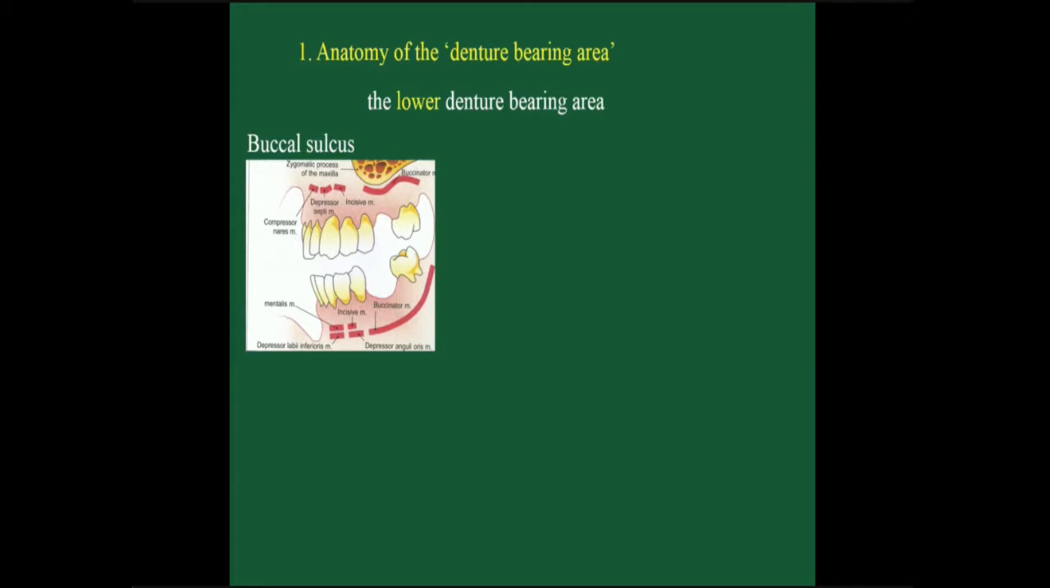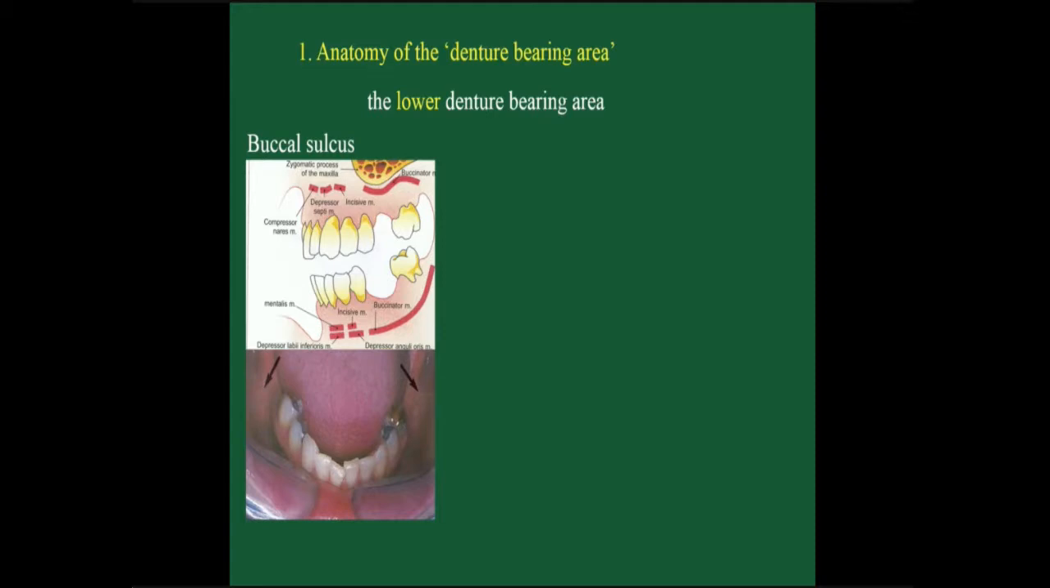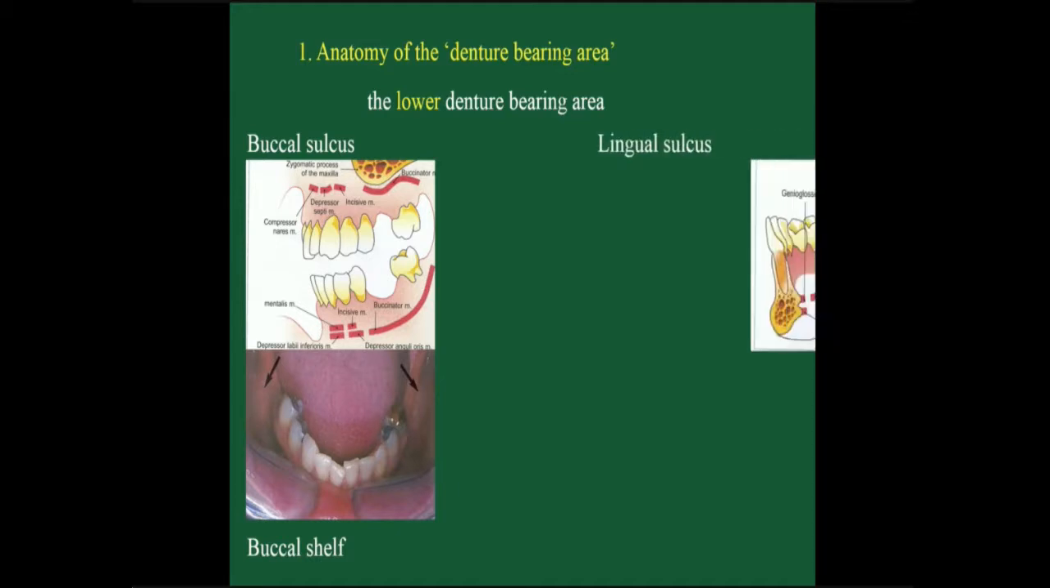The lower denture bearing area is defined by the muscle attachments. The buccal side, it's the minimum depth of the sulcus we want, and as you know, the buccinator insertion and the external oblique ridge defines the buccal border. Anteriorly, it's the mentalis muscle, incisive muscle, particularly the mentalis muscle. We'll come back to that. The buccal shelf is important for denture bearing area, just as the palate is in the upper arch.